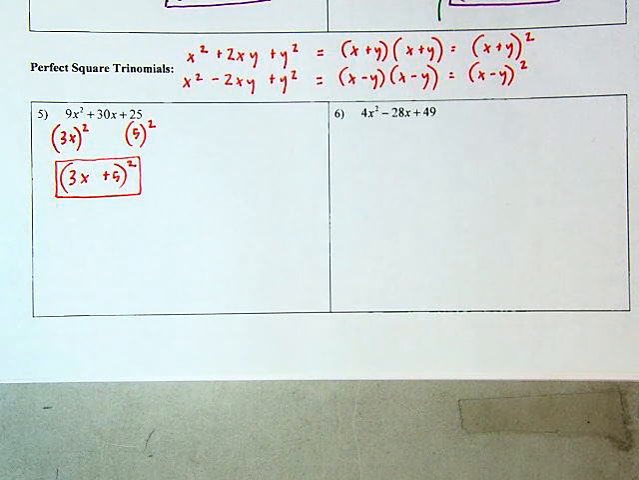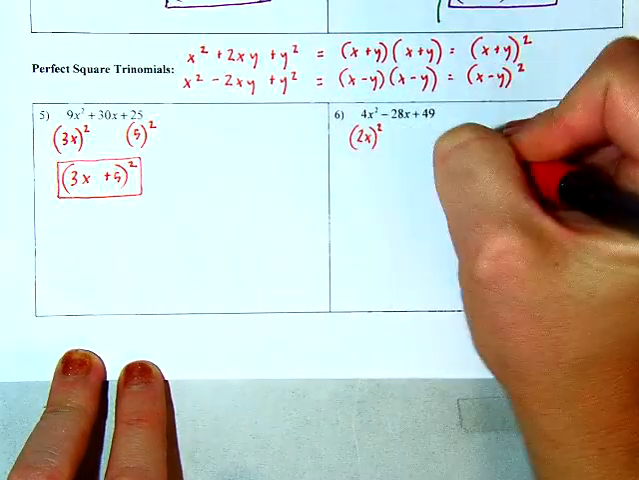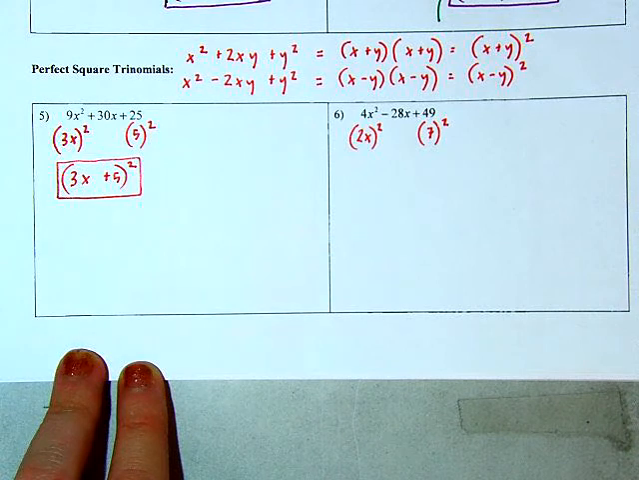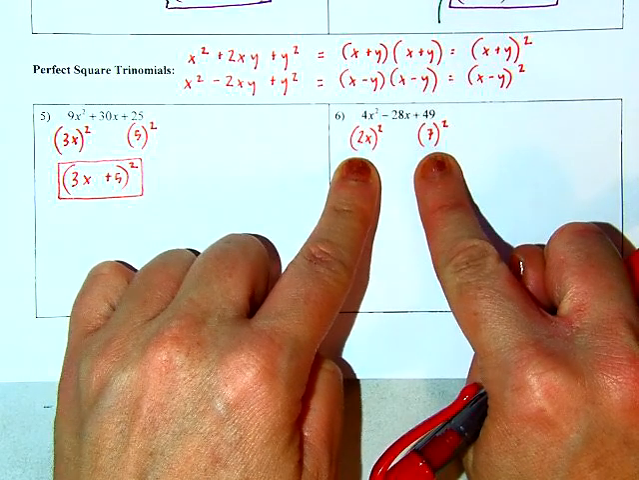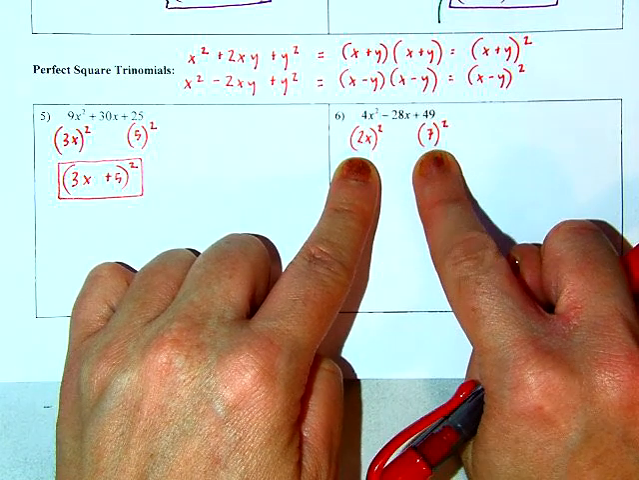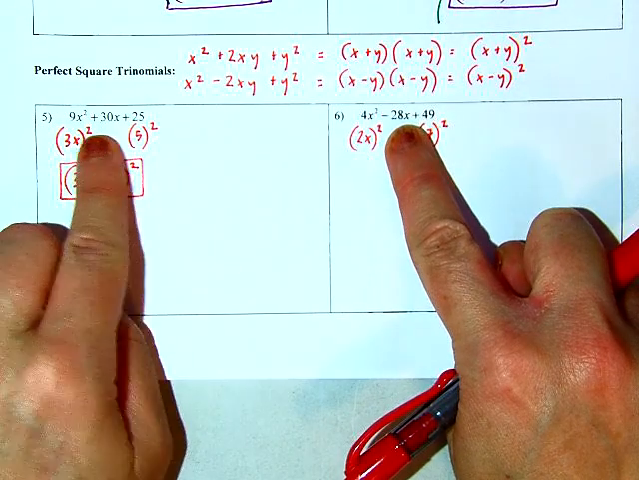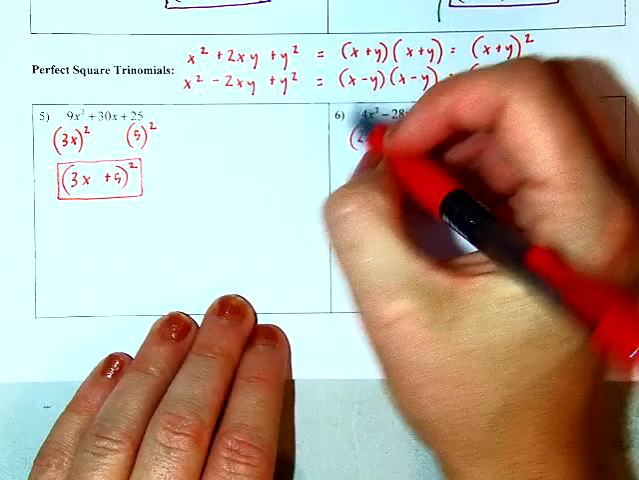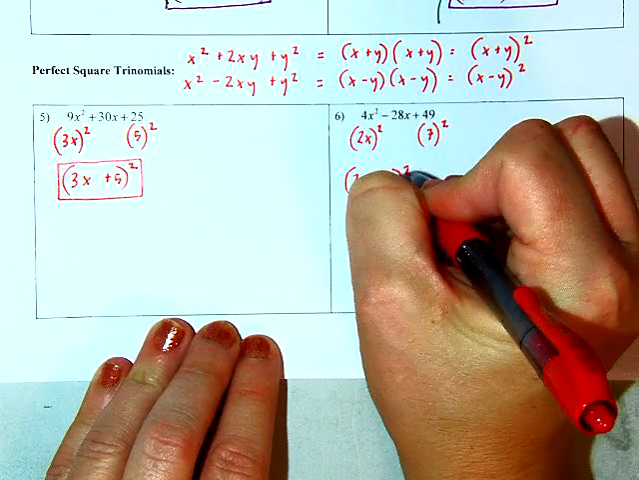Okay, in problem 6, I can see that this is really 2x as a quantity squared. And then right here, that 49 is 7 as a quantity squared, right? They're both perfect squares. The first term, the last term are perfect squares. So if I multiply 2x times 7, that's 14x. And if I double it, that gets me the 28x in the middle. So the one thing that's different here: I saw a positive linear term before, and here it's a negative linear term. So I know that this one will be 2x minus 7 in parentheses squared.